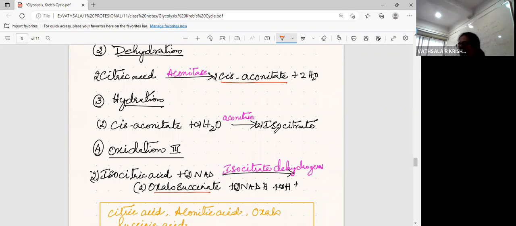Cis aconitase. Is it given? Please take a sharp pencil and all of you write. That is the dehydration step.